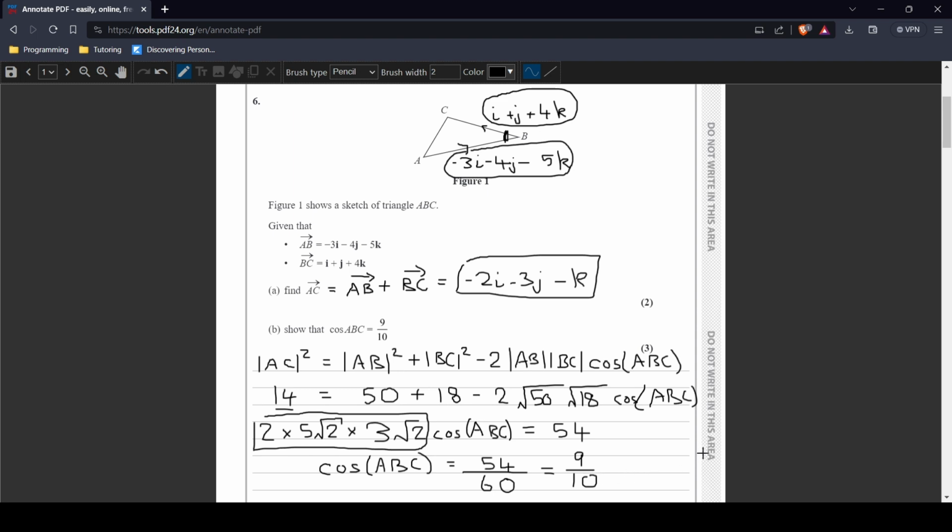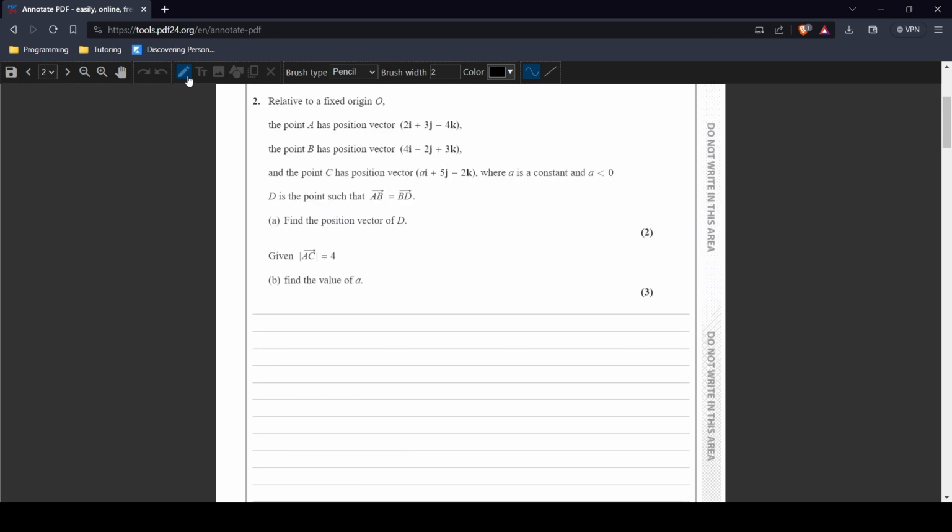Our second question today, we have point A with position vector 2i plus 3j minus 4k. Point B with position vector 4i minus 2j plus 3k. And we have a point C with position vector ai plus 5j minus 2k, where a is a constant less than 0.